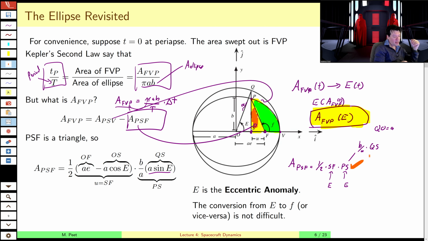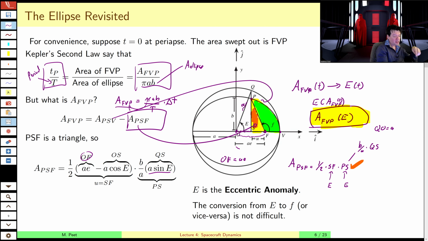Score. SF is a little bit complicated because it's this length here, SF. How do we calculate it? Well, first of all, we know that OF equals AE. That's the distance from the center of the ellipse to the focus. So that's OF. And then FS, or SF, is that length minus this little bit right here.